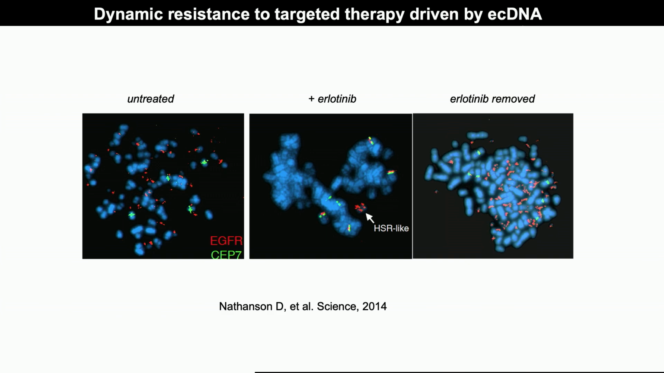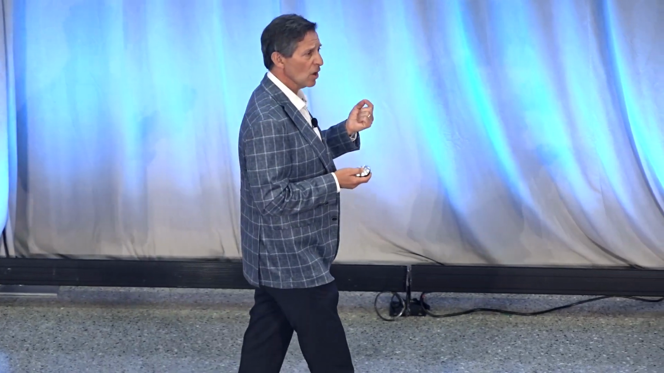That's a very strange statement I just made. You're treating with a tyrosine kinase inhibitor, and the DNA is disappearing quickly. So I began to really think about this, and I realized that this was the tip of the iceberg. We published this in Science in 2014, and I'd go give talks, and people would say, the oncogene I study, Nick, it's on chromosome 8. And I'd say, how do you know?